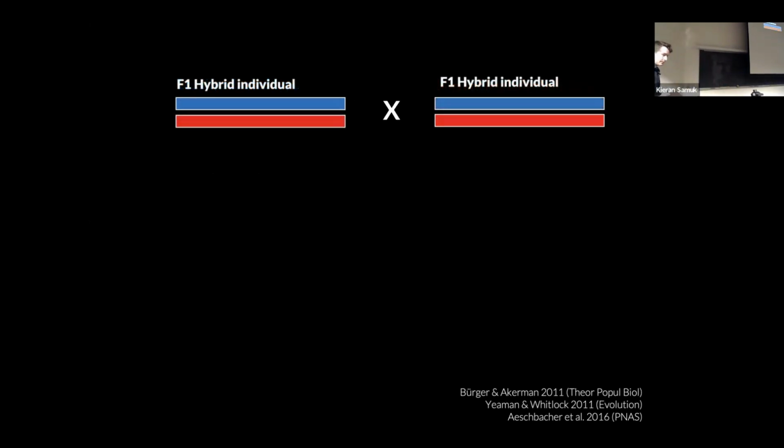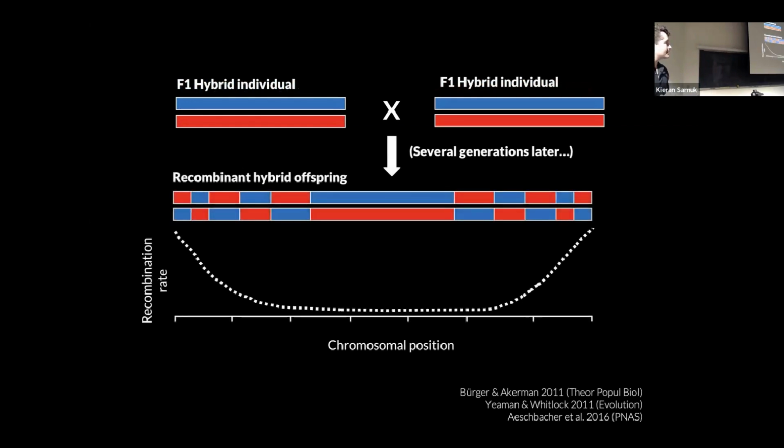If those F1 hybrids persist, they might intercross with other F1 hybrids or other local types in some combination. But if we imagine the outcome of several generations, we have some kind of mixed up, chopped up genome. So how chopped up it is, and where it's mixed up, is going to be dictated by recombination rate.